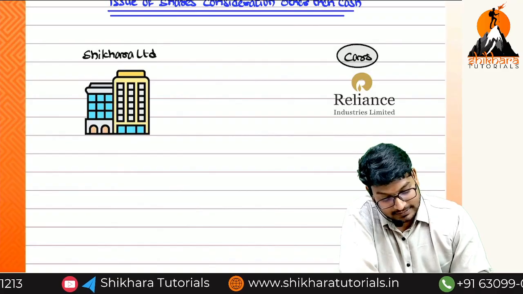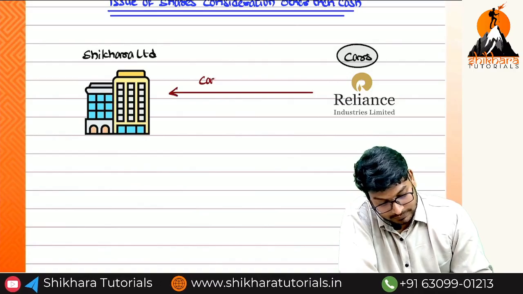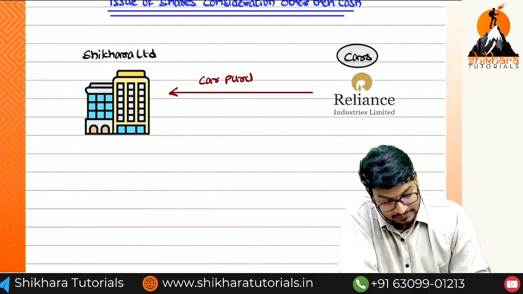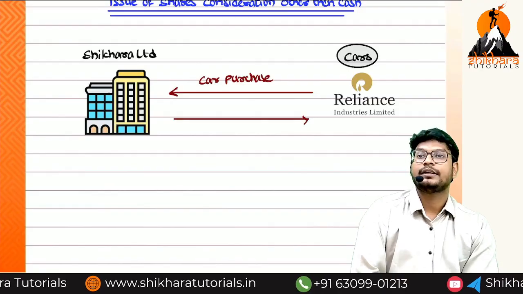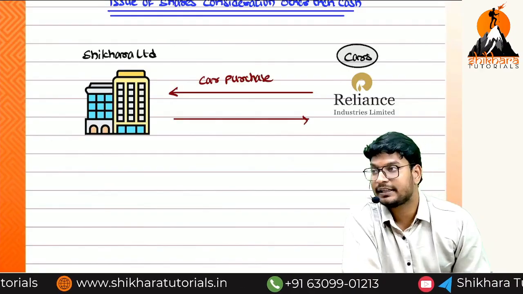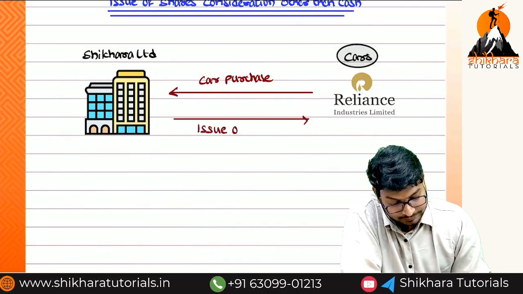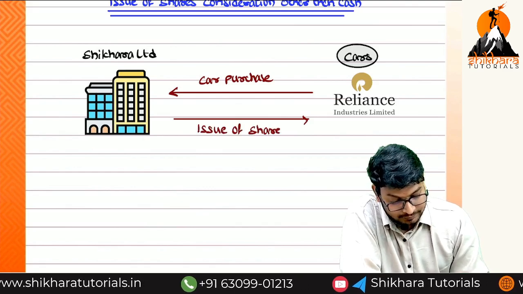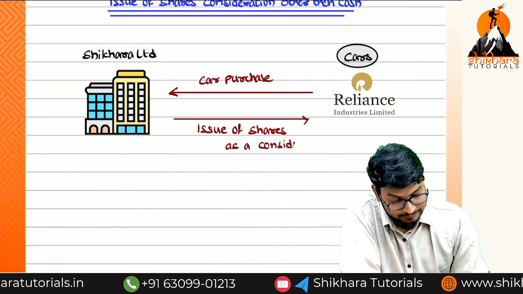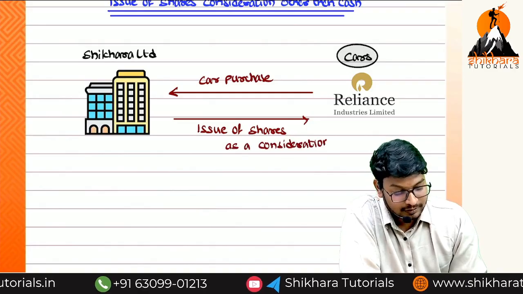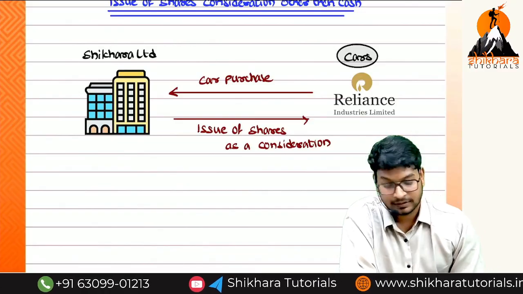We have purchased the car, and we are repaying the amount by issuing shares. We are not repaying in cash, we are repaying in the form of shares. Now we are issuing the shares as a consideration. So this is the concept called consideration other than cash. Are you getting the point or not?